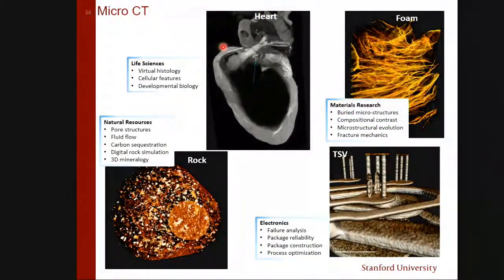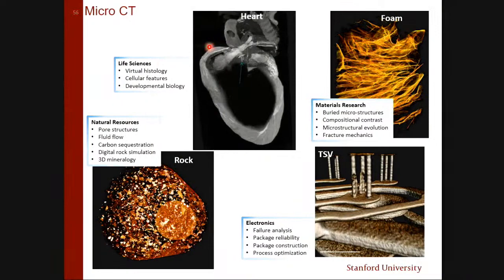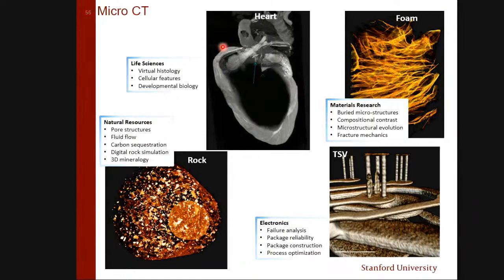Okay, generally we went through a bunch of examples, and teeth is another example. We have a paper on that, with images and some movies. Generally you can use this CT in life sciences, material research, electronics, and natural resources. We can scan, for example, a not very popular subject, shale, and the extraction of oil by fracking. We do some research on that.